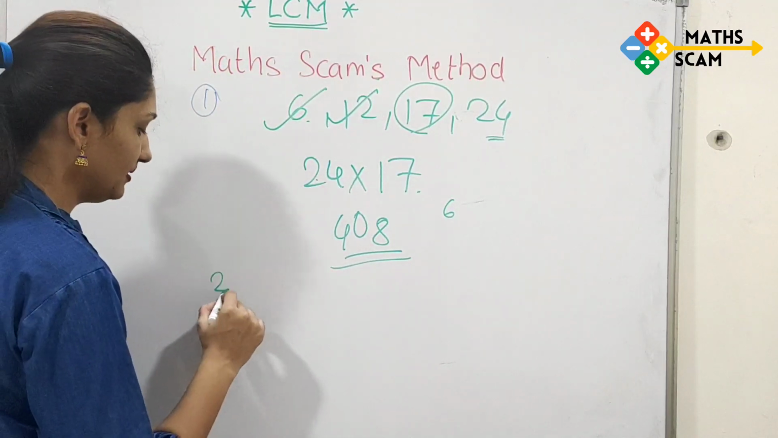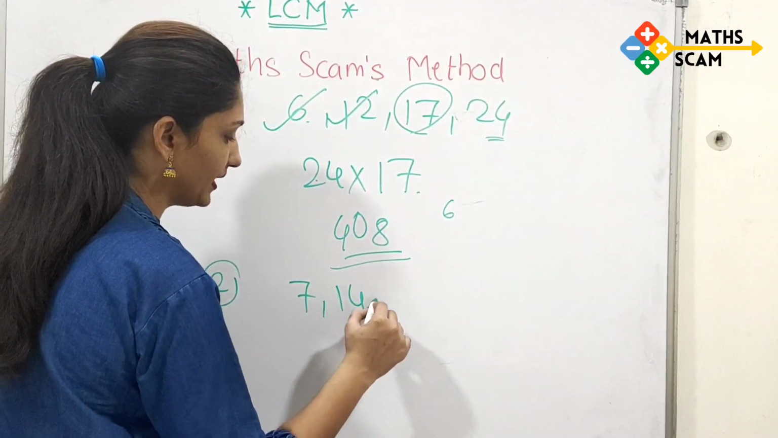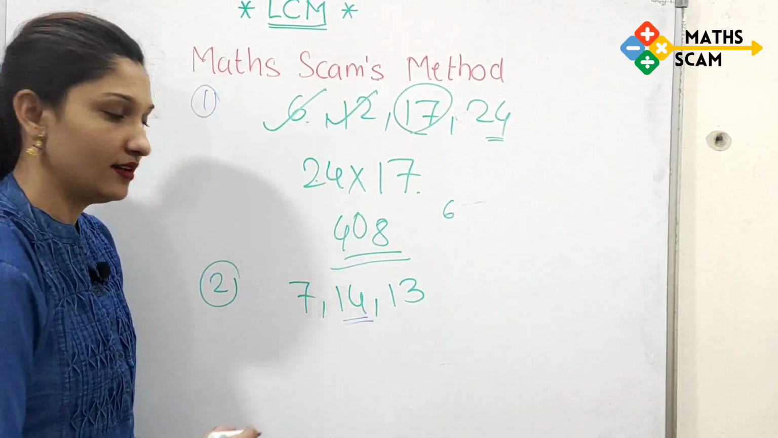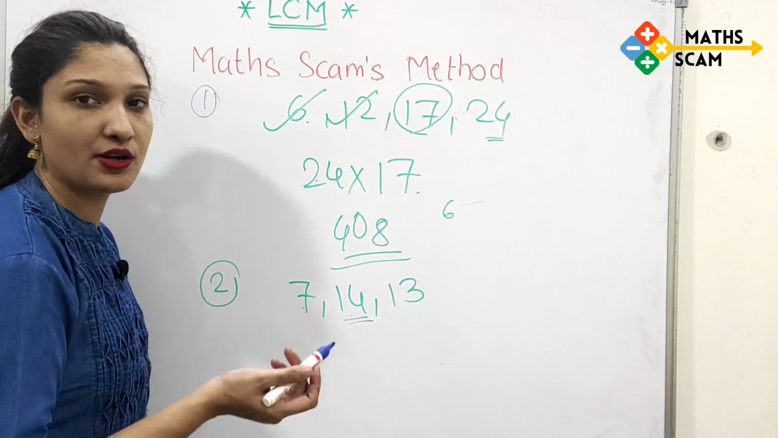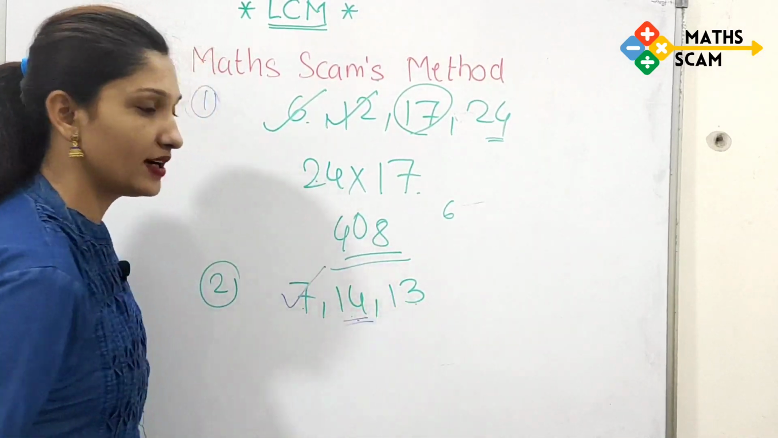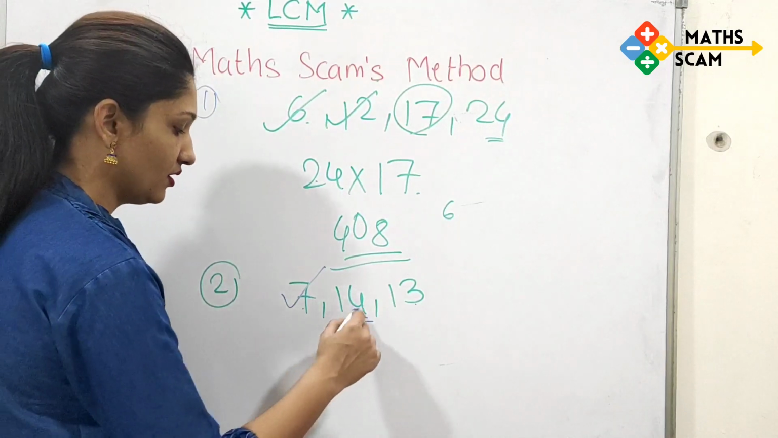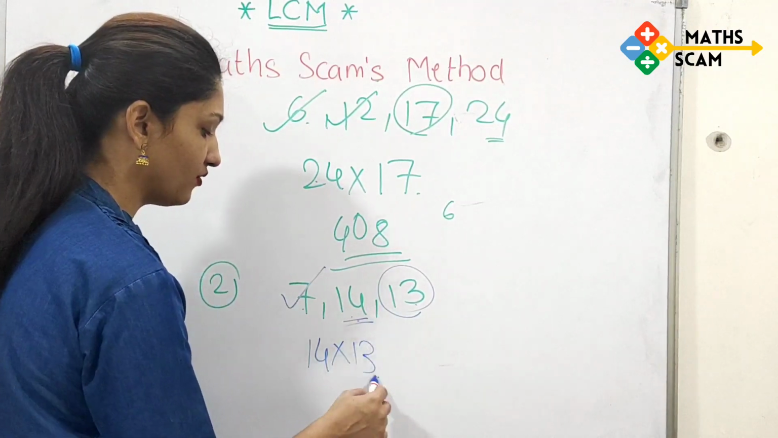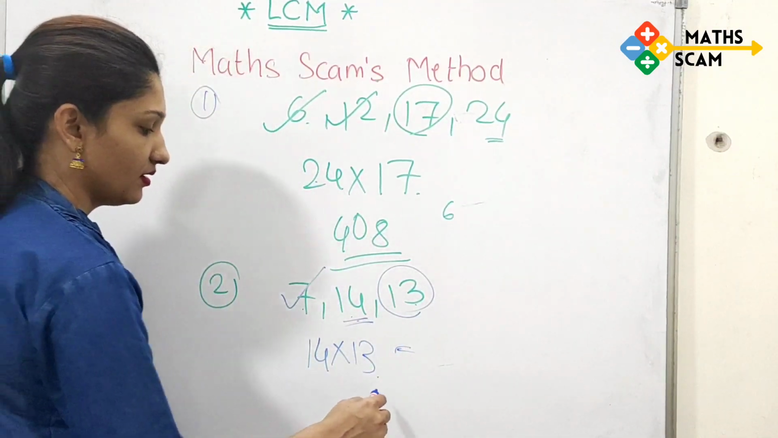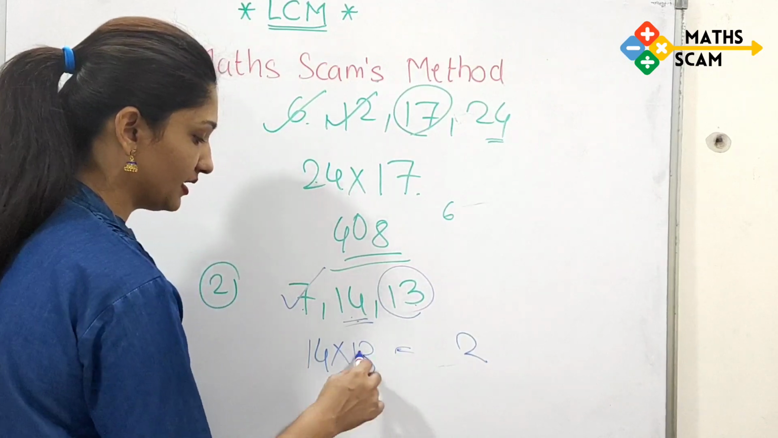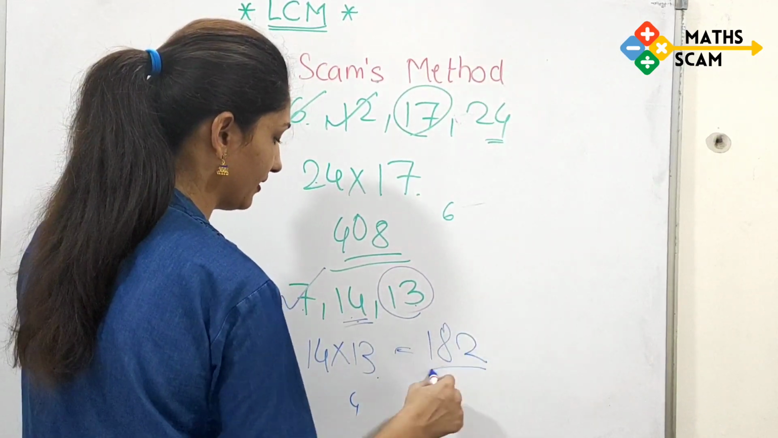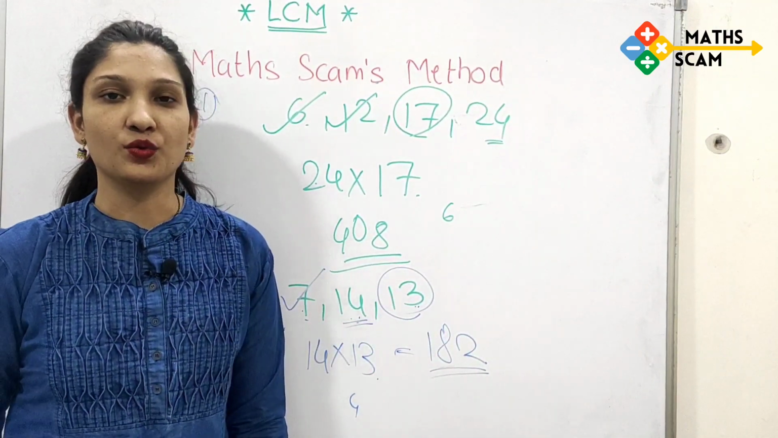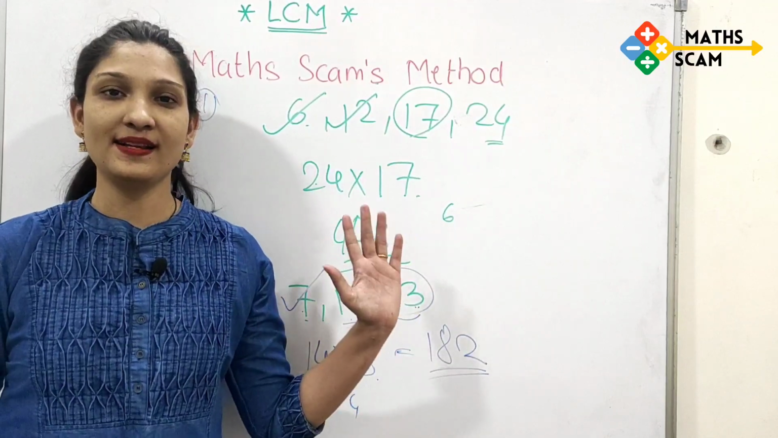We'll see one more example. 7, 14, 13. The larger number is 14. Can we divide 14 by 7? 7 twos are 14. Yes. Can we divide 14 by 13? No. So write the larger number as it is. 13 is a prime number. So multiply it. 14 threes are 42. 14 ones are 14. 14 plus 4, 18. So the answer, LCM of 7, 14, 13 is 182. Okay. Easiest method, isn't it?